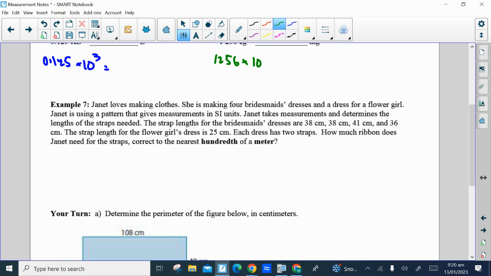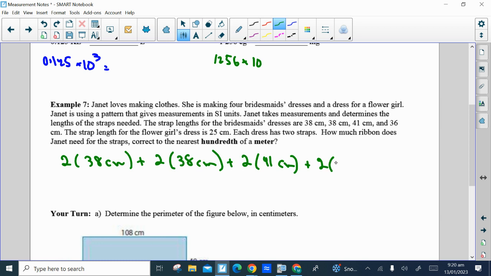So, a couple different ways we can do this, but in this case, the dimensions are given to us in centimeters. And remember, there are 2 straps needed for each bridesmaid. So you'll need 2 straps that measure 38 centimeters, another 2 for another 38, 2 for the 41 centimeter one, 2 for the 36 centimeter one, and then finally 2 for the flower girl, which is 25 centimeters.